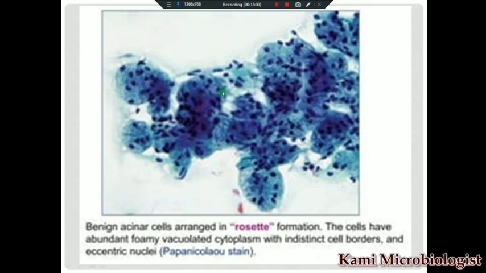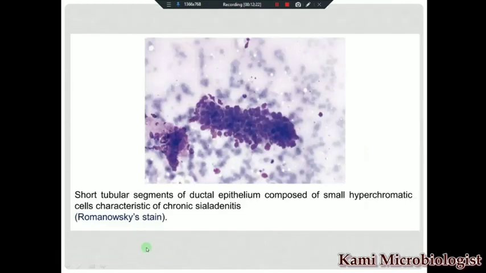Now this is another field, done with the Papanicolaou stain. In this case, you can see benign acinar cells arranged in a rosette formation, and the cells have abundant foamy vacuolated cytoplasm with indistinct cell borders and eosinophilic nuclei.